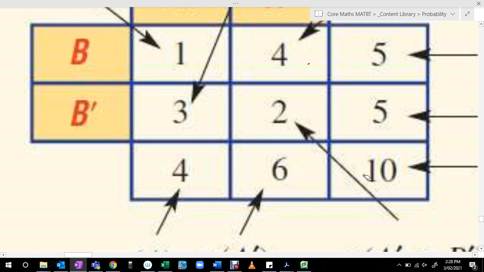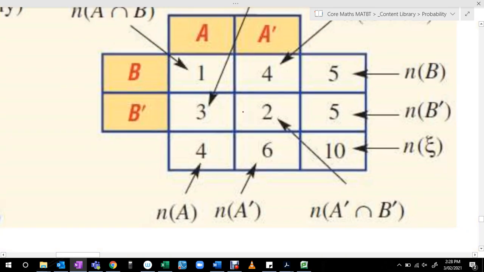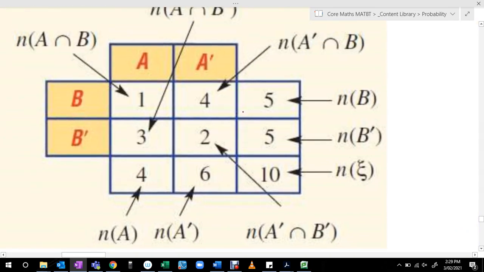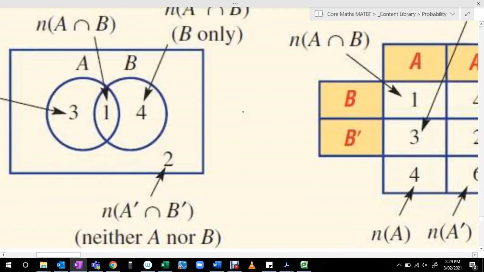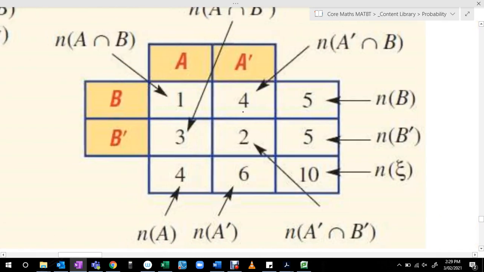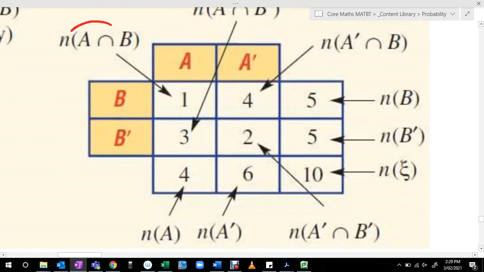Okay, so it's pretty straightforward. It's really easy to fill out once you get the hang of it. And notice how each of the elements of the Venn diagram is found here. So you can see A intersection B is found here, and you can see it's because where A and B meet together. Okay, so that's the intersection.